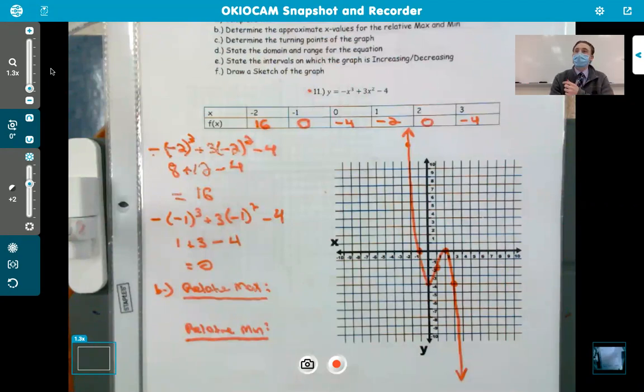Decreasing to increasing. So decreasing to increasing. Close, not quite.